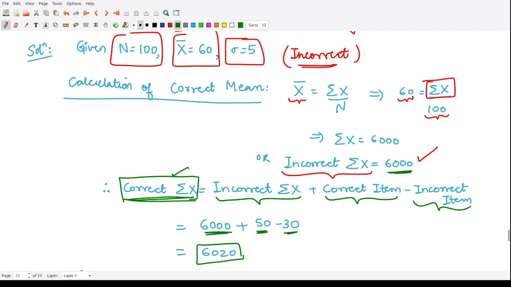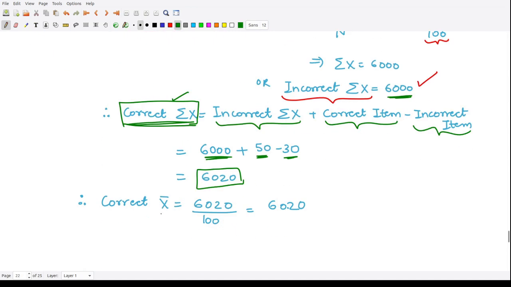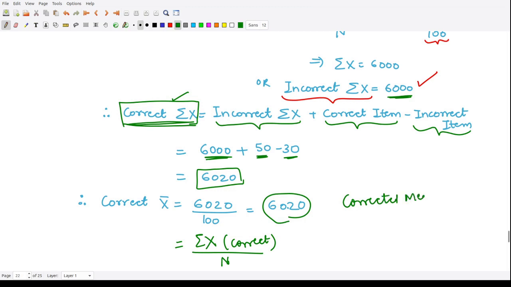Now you obtain the correct sum. It is very easy to calculate the correct mean. The correct mean is obtained when you write the summation x, the sum of all the observations which are correct in nature, and you divide them by the total number. So this is the corrected mean. This is the corrected value for mean.